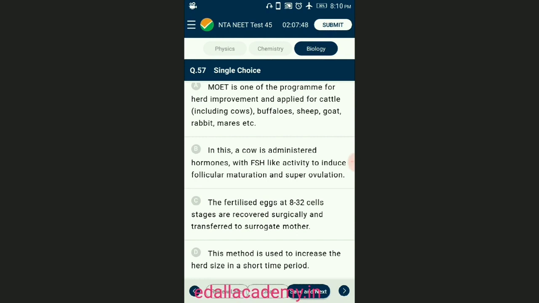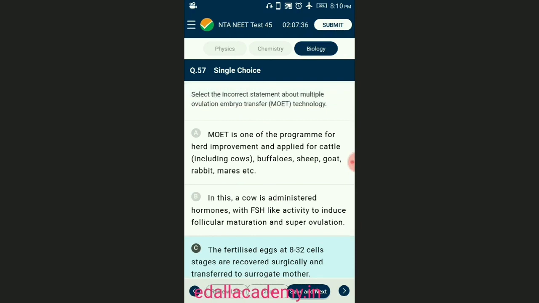The fertilized eggs at 8 to 32 cell stages are recovered surgically and transferred to surrogate mother. That is the incorrect statement about the multiple ovulation technique.